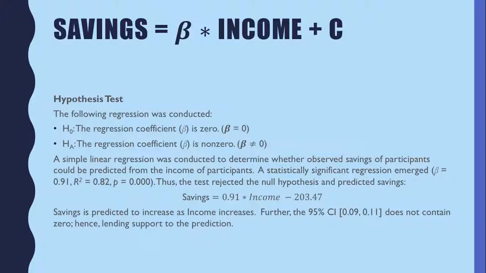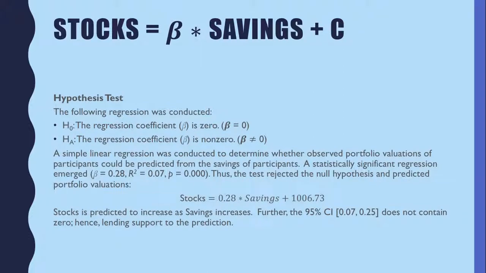Thus, the test rejected the null hypothesis and predicted savings. Savings is predicted to increase as income increases. Further, the 95% confidence interval does not contain 0, hence lending support to the prediction. As you can see, the savings equals 0.91 times the income minus 203.47.